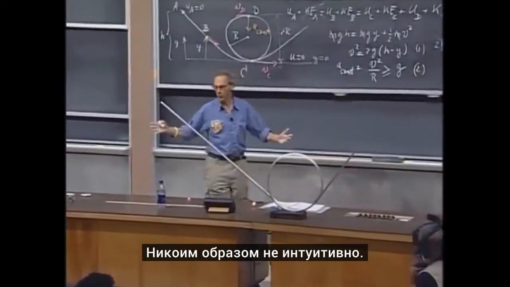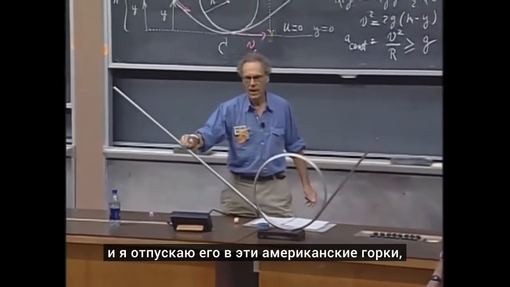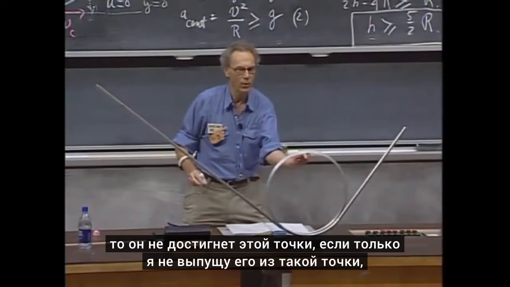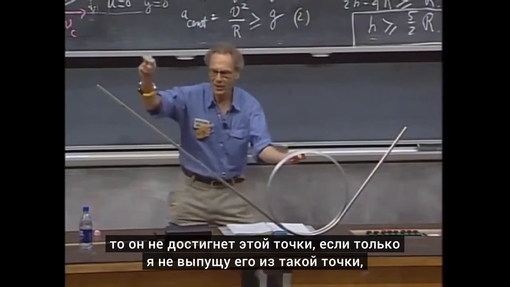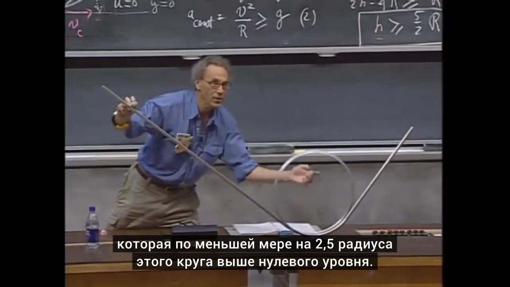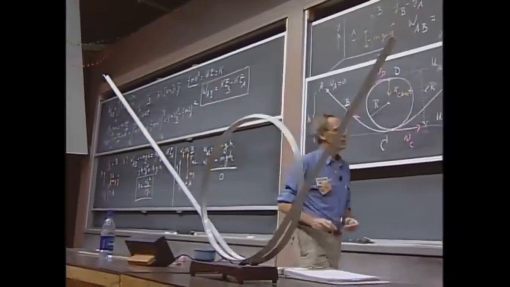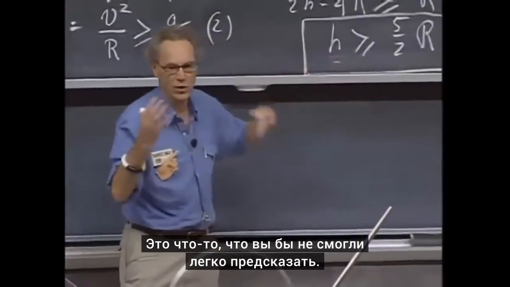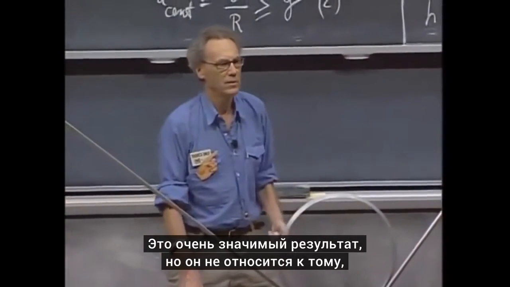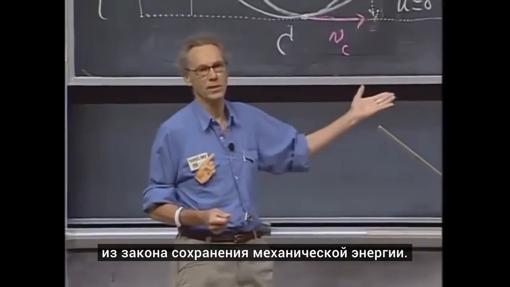It is by no means intuitive. It means that if I have this ball here, and I will show you that shortly, and I let the ball go into this roller coaster, it will not make this point unless I release it from a point that is at least 2.5 times the radius of this circle above the 0 level. If I do it any lower, it will not make it. So think about this. That is something that you could not have just easily predicted. It's a very strong result, but it is not something that you say intuitively, oh yes, of course. It follows immediately from the conservation of mechanical energy.